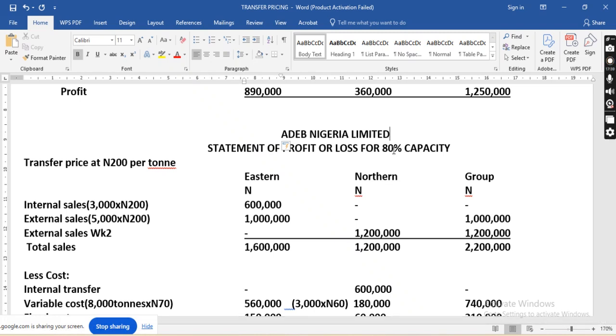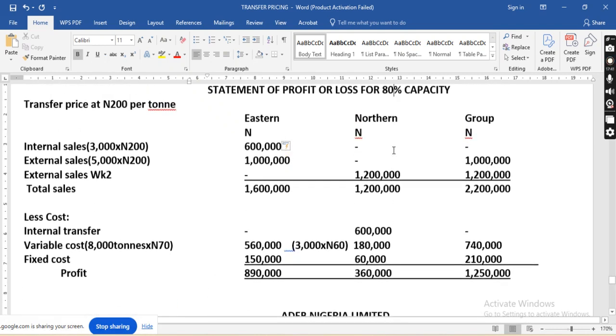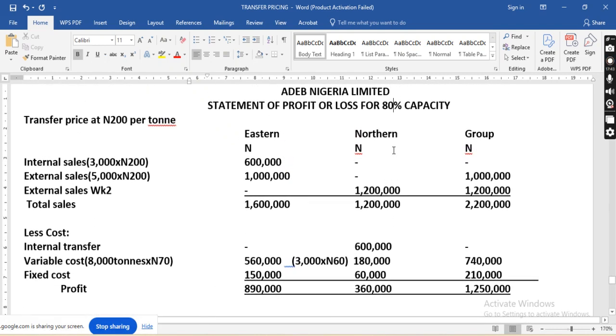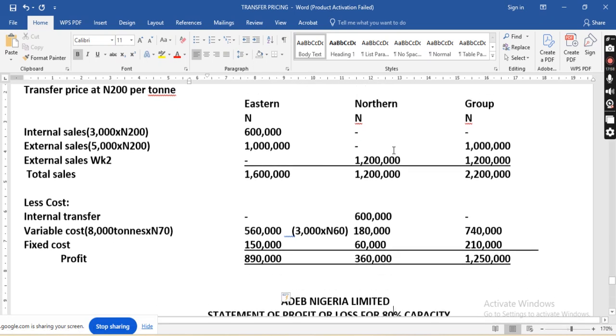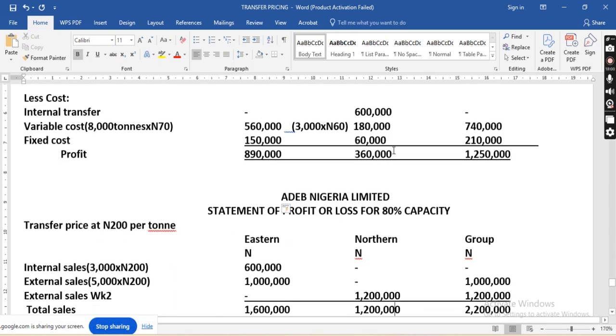That is why I separated it. It is supposed to be two ways. We have the 200 naira but per ton. 200, we are talking about transfer price, not external sales. Yes, transfer price. We'll do the 180 here.